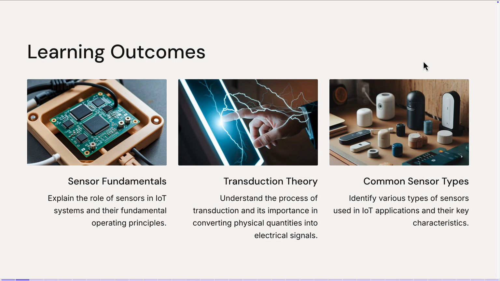So the learning outcome: first of all, we'll introduce the sensor fundamentals, explain the role of sensors in IoT systems, and their fundamental operating principles. Also, and this is the core theory, the transduction theory. It's basically the process of converting a physical quantity into an electric signal, because an embedded device just deals with digital numbers, okay?